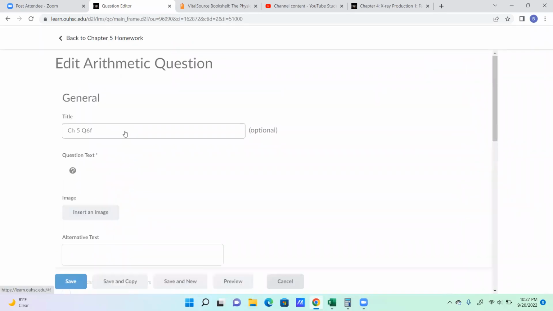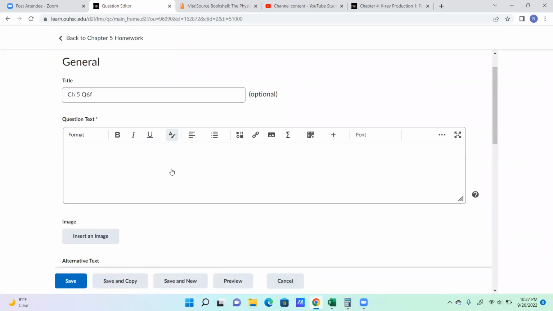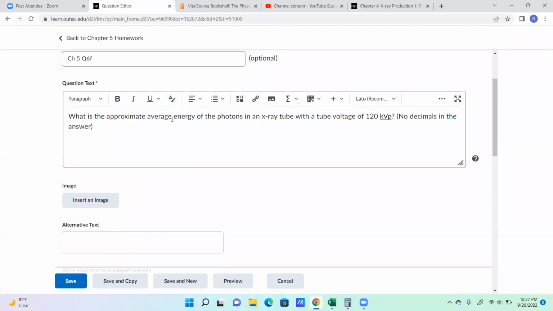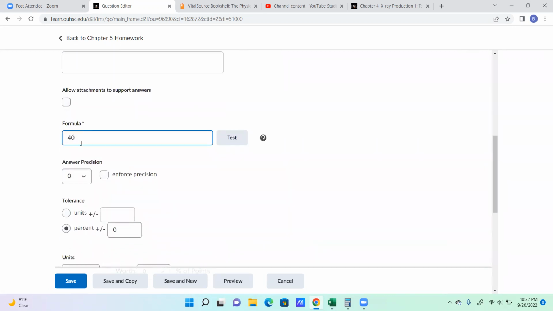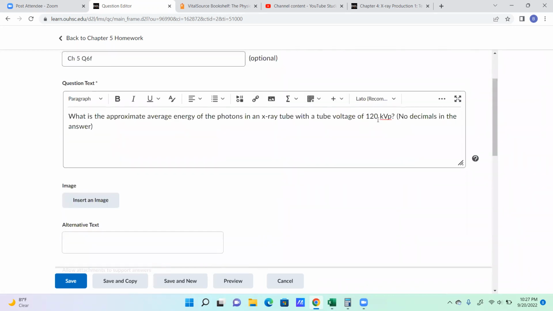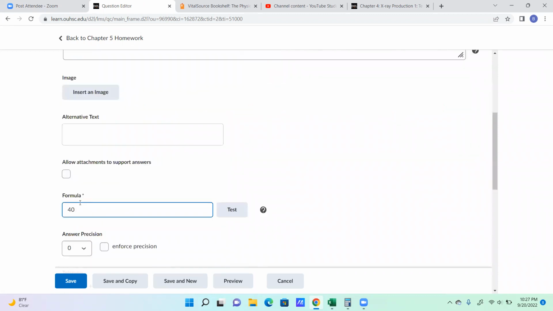Problem 8. What is the approximate average energy of the photons in an X-ray tube with a tube voltage of 120 kVp? Basically, it's 1/3 of that. So you take whatever I would put here, you would take 1/3 of it, and that would end up being your answer.